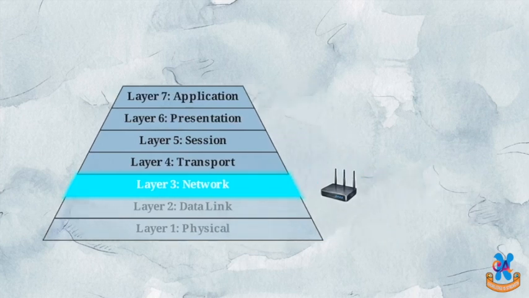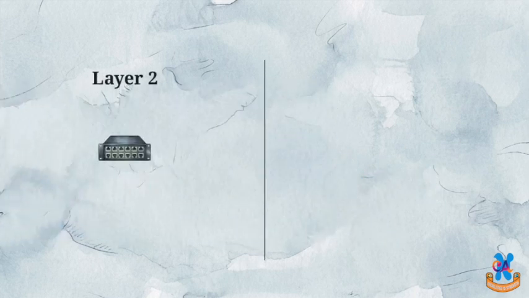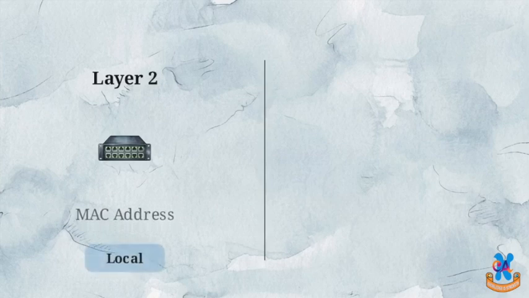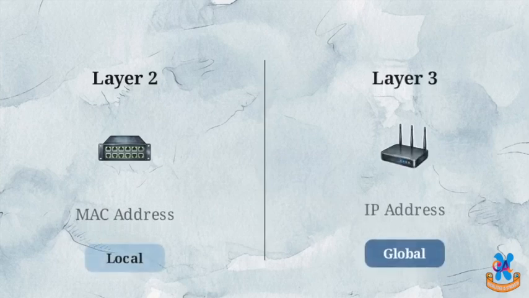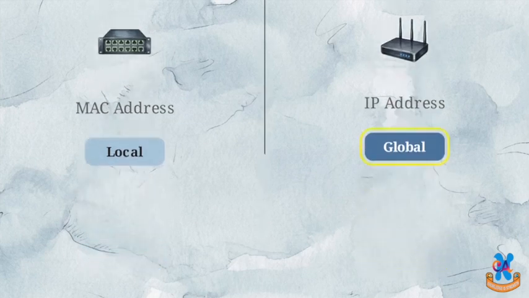This table highlights a critical exam distinction. A switch uses local MAC addresses at Layer 2. A router uses logical IP addresses at Layer 3. The router uses these IP addresses to determine the best geographical path to connect separate networks.